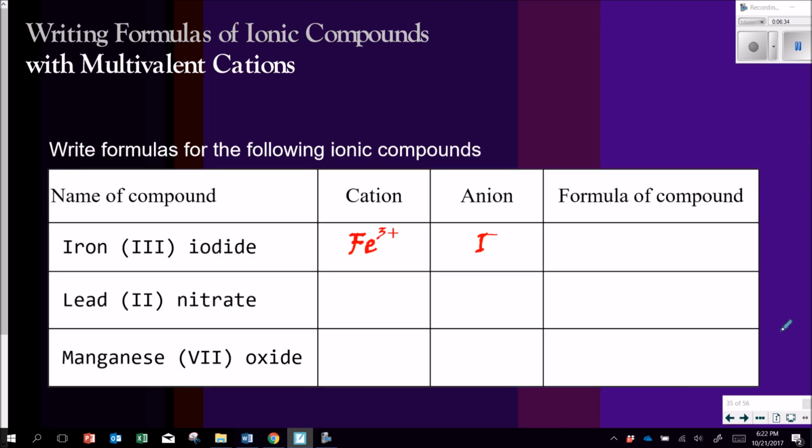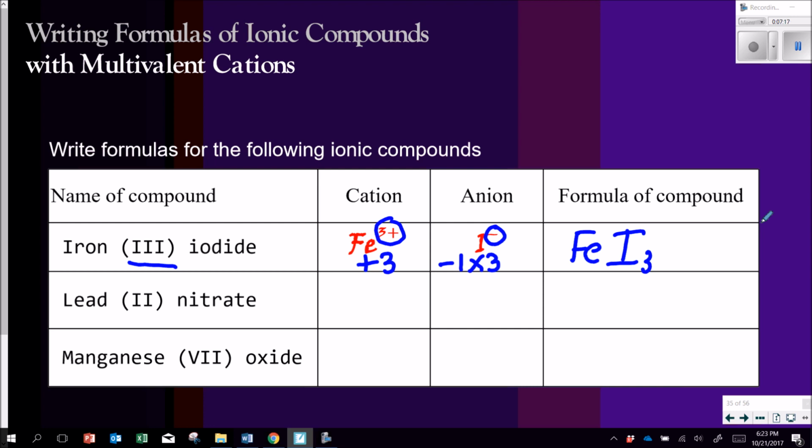Let's practice some more. Iron 3 iodide. Iron has a Roman numeral of 3, which is why we have a charge of +3 over here. The iodide ion has a charge of -1. We balance the charges. We have a total of +3 for iron, and we have -1 for iodide. So I need 3 iodides to balance the +3 on the iron side. So my final formula is for each 1 iron, I need 3 iodides.